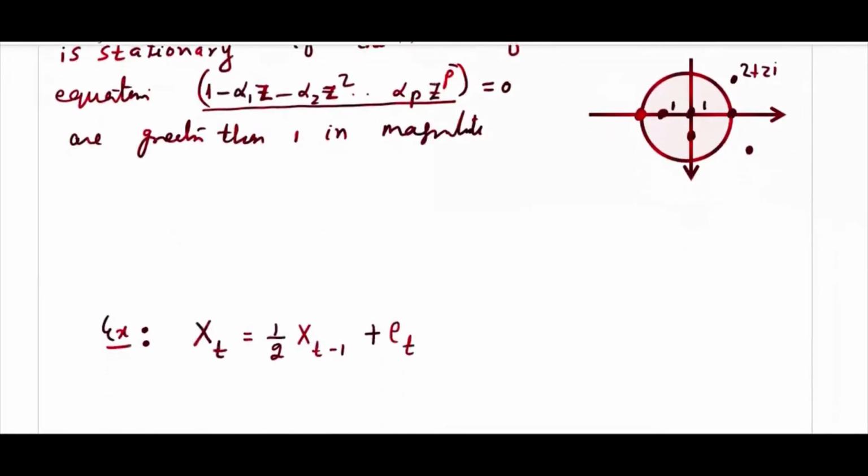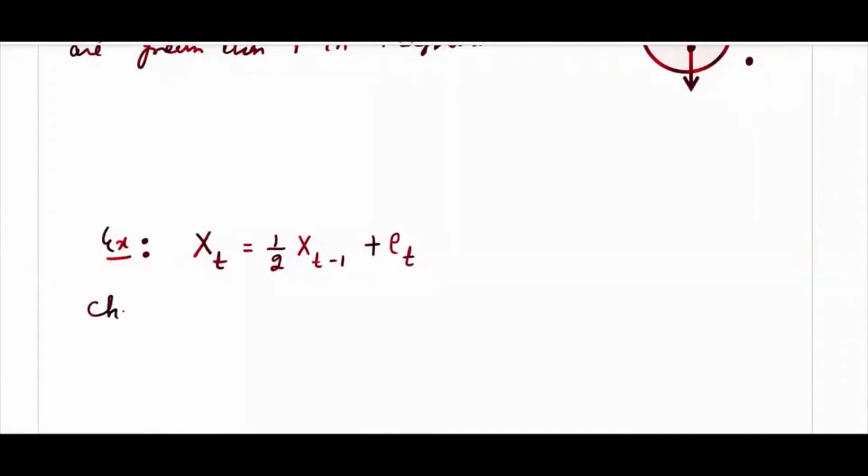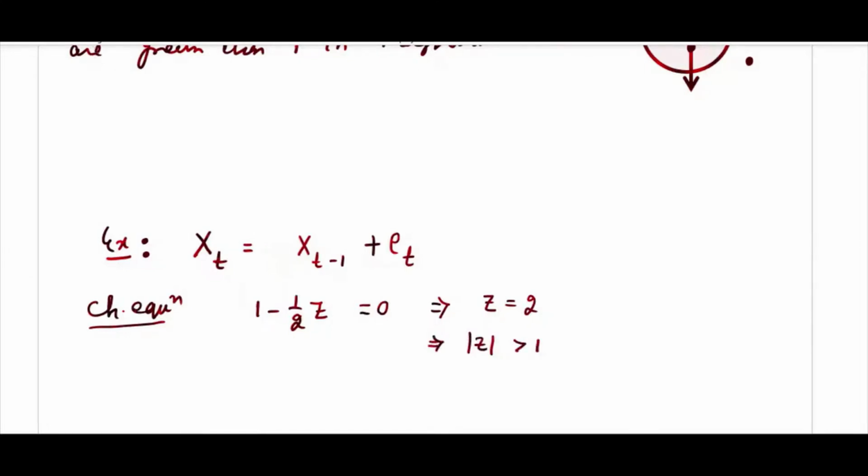Here we have only one coefficient. So the characteristic equation will be 1 minus half z, which you set to 0 and find the root. It's greater than 1. So z will be 2. You can write the magnitude, z modulus, is greater than 1. So this is stationary. Even if you consider general alpha 1 here, what will happen? Suppose instead of this, I consider alpha, or alpha 1, whatever you write. Then you need to find this one.